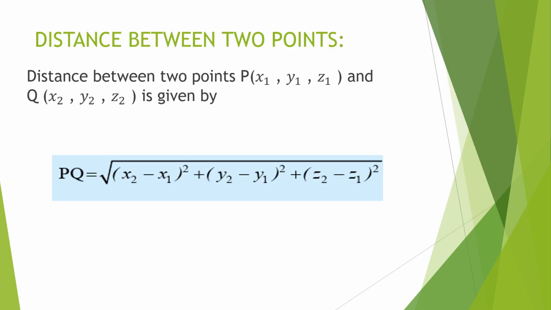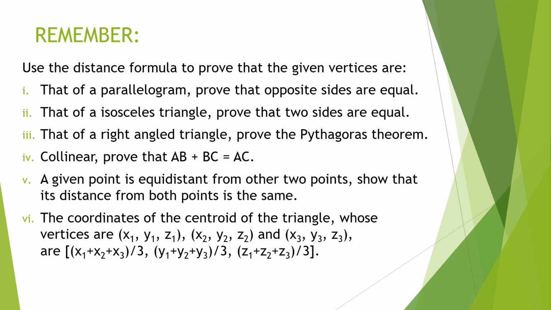Now the distance formula between 2 points in 3D geometry. Suppose you have 2 points P with coordinates x1, y1, z1 and Q with x2, y2, z2. Then the distance PQ is given by PQ is equal to the root of (x2 minus x1) whole square plus (y2 minus y1) whole square plus (z2 minus z1) whole square. This is a similar formula to the one you had in 2-dimensional geometry, but here you have 3 coordinates for each point. Now remember these points, they will be really useful in solving the examples.